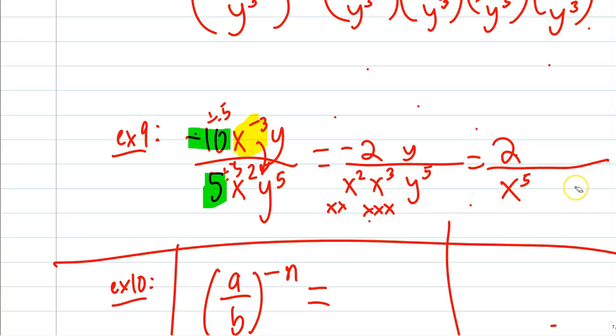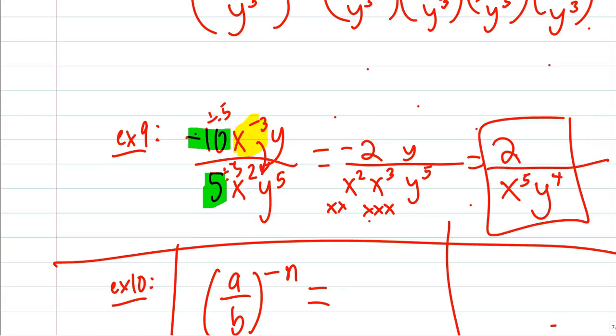The y's, when I cancel, 1 y on the top with 5 on the bottom, only one in common that cancels, leaves us with 4. Where? The y's are left on the bottom. Don't apply a rule where you end up having to deal with a negative exponent. That's nonsense. This should make sense. 1 over 5 of them, 1 cancels, leaving us with 4. Okay?